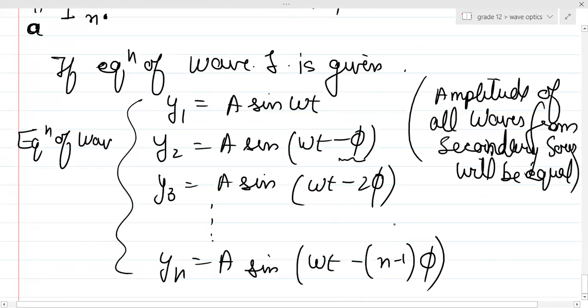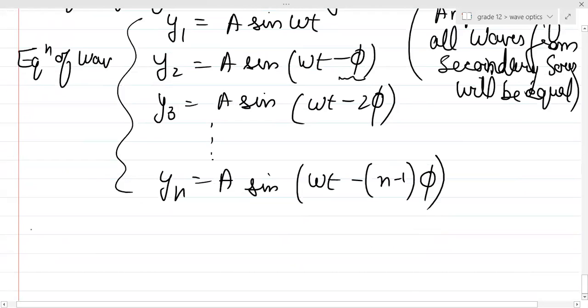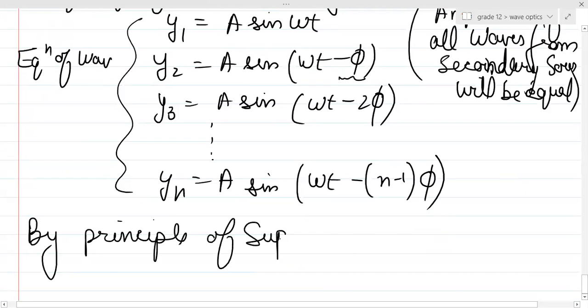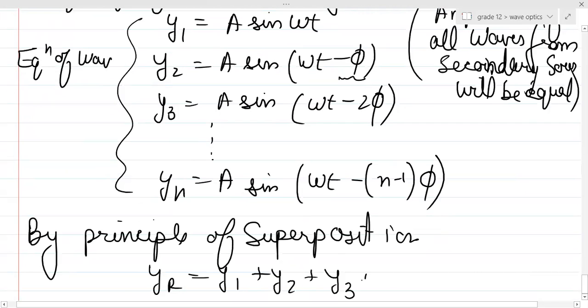The equations, are they clear? If the equations are clear, then can you see over here, by the principle of superposition, if I try to find out the resultant wave, it is basically the sum of the individual displacements created.